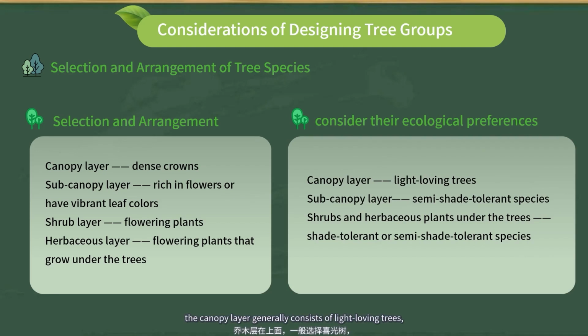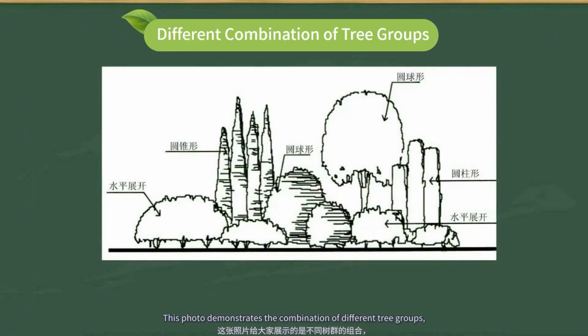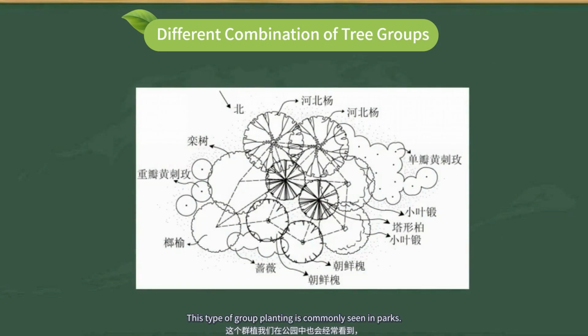The canopy layer generally consists of light-loving trees. The sub-canopy layer includes semi-shade-tolerant species, and the shrubs and herbaceous plants under the trees should be shade-tolerant or semi-shade-tolerant species. This photo demonstrates a combination of different tree groups, which can create a lively and vibrant effect. This type of group planting is commonly seen in parks.